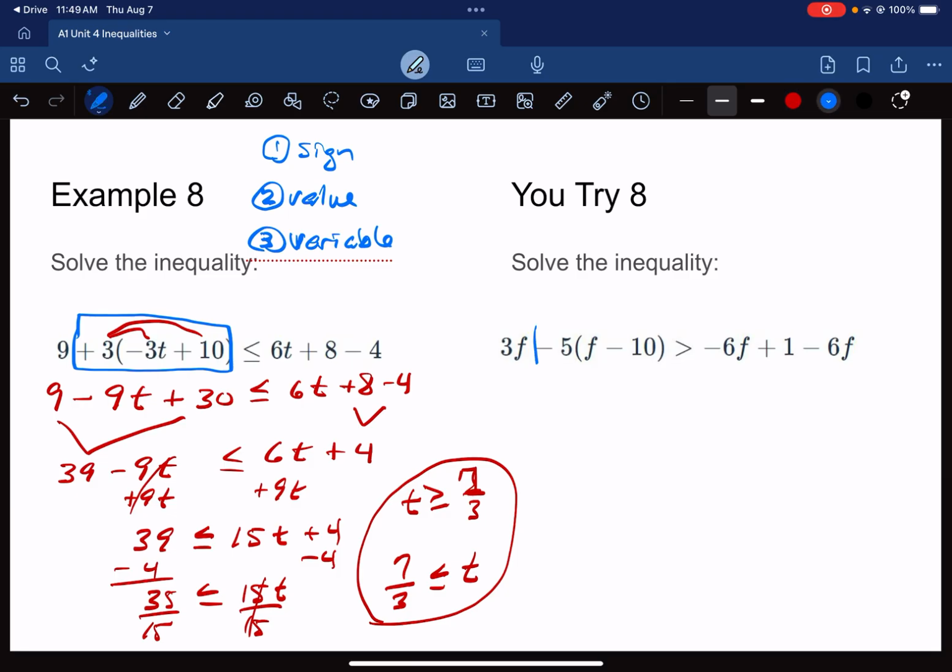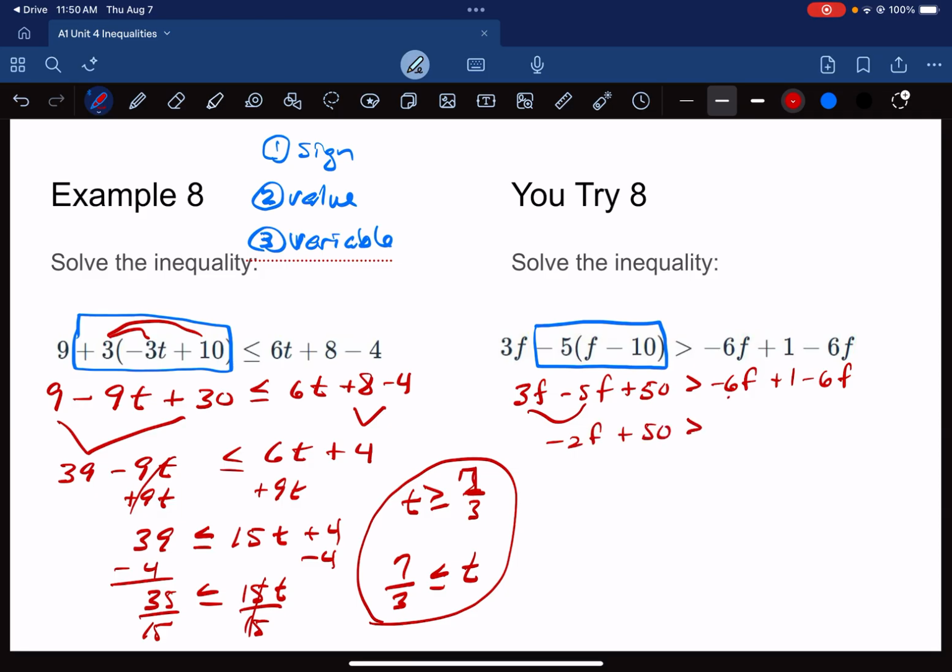I'm going to box this in again. I'm distributing a negative 5. I'm going to keep my 3f the same. That's negative 5f plus 50. These two are alike. They make negative 2f. Negative 6x and f and negative 6f make negative 12f. I'm going to add 12f.